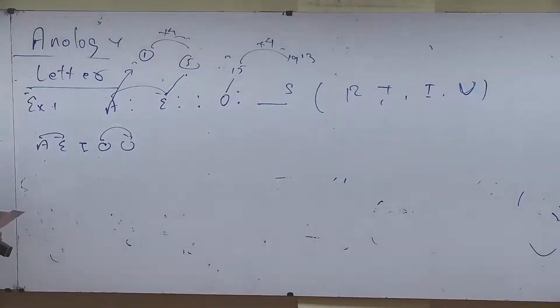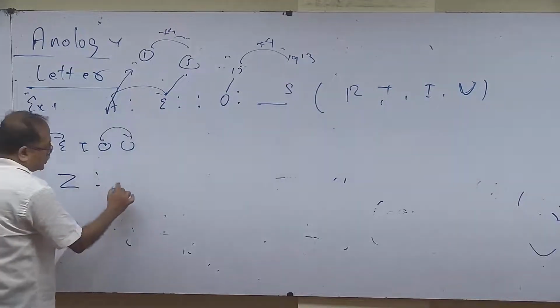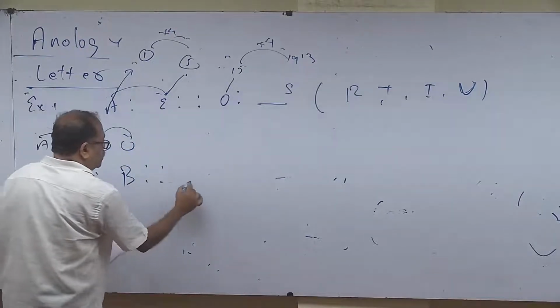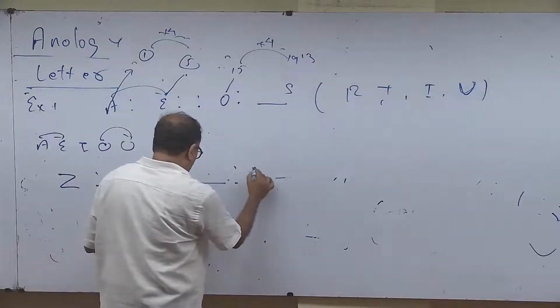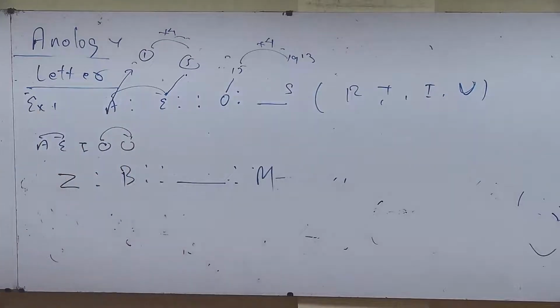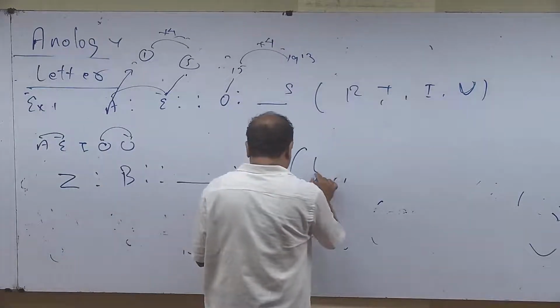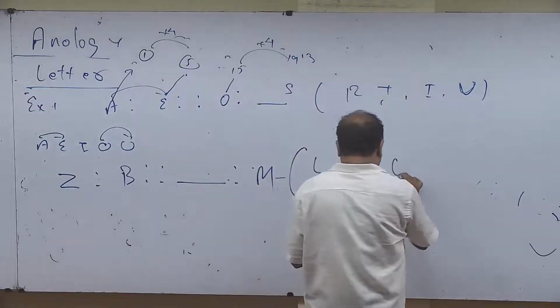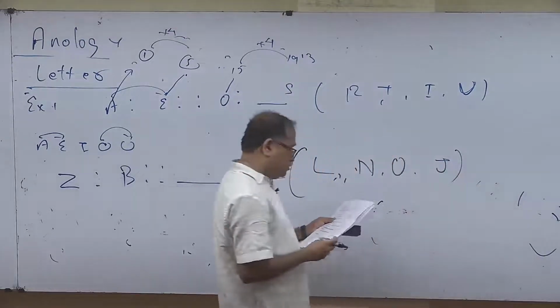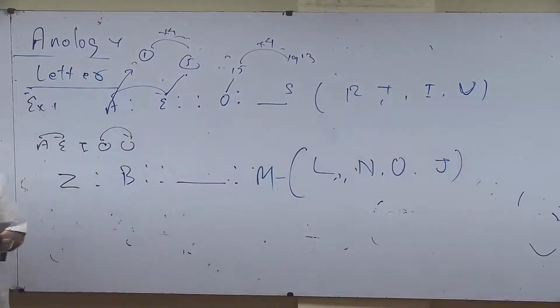So that is one. Now, if Z is written as B, then which letter should be written as M? I will give you the options, and those are L, N, O, J. Yes, N. How did you get it, ma'am? N.